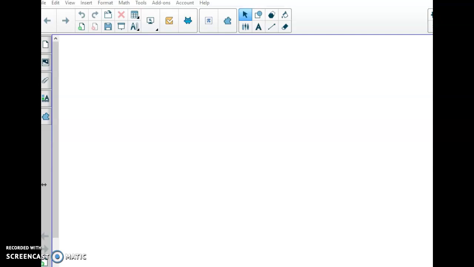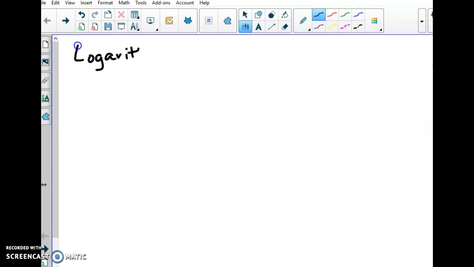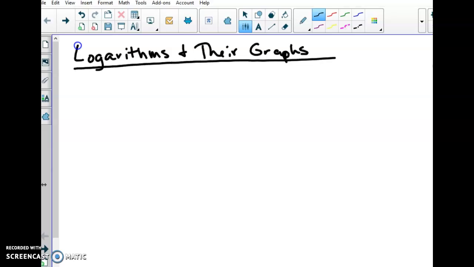Now that we have talked about logarithms and figured out what a logarithm is, we're going to look at logarithms and their graphs. As we know, we can find out a lot of information when we look at a graph of any type of function. So with that being said, let's say for instance that we have log base 6 of (x minus 4).